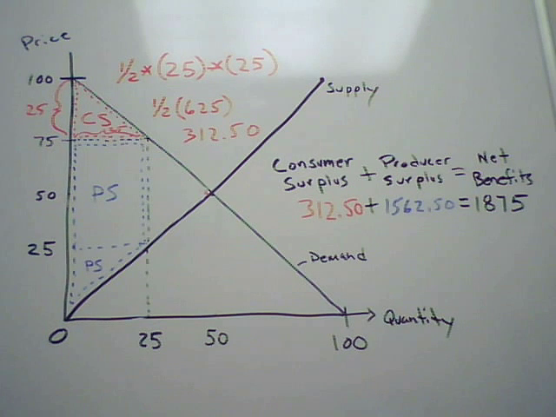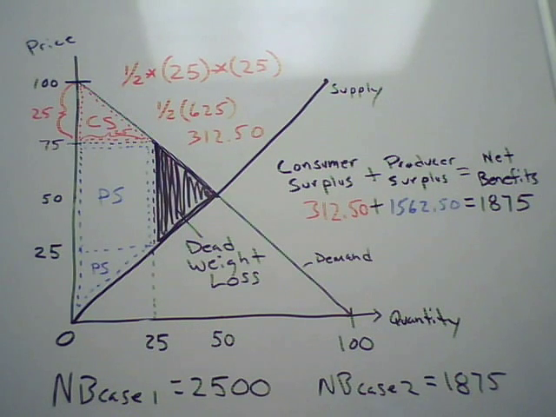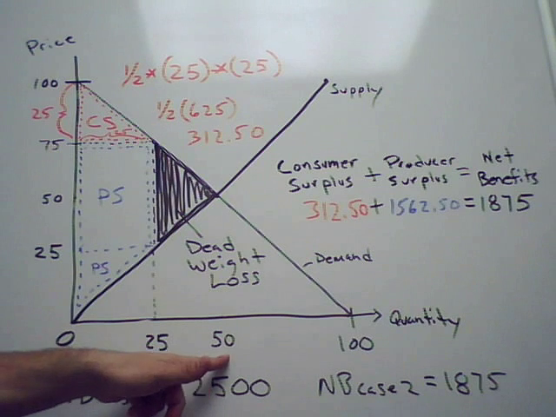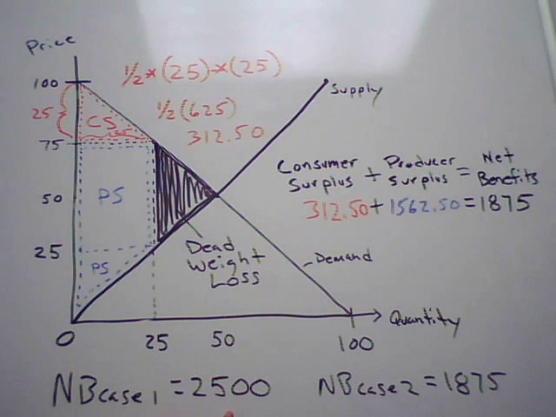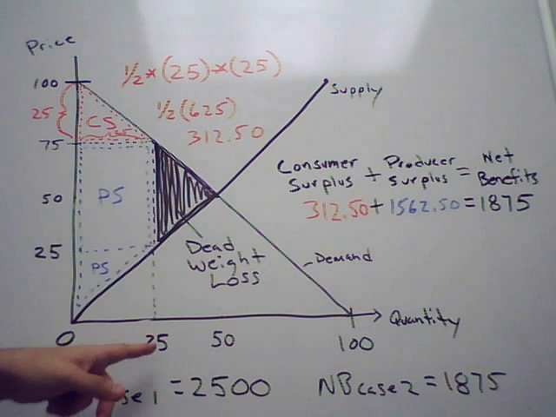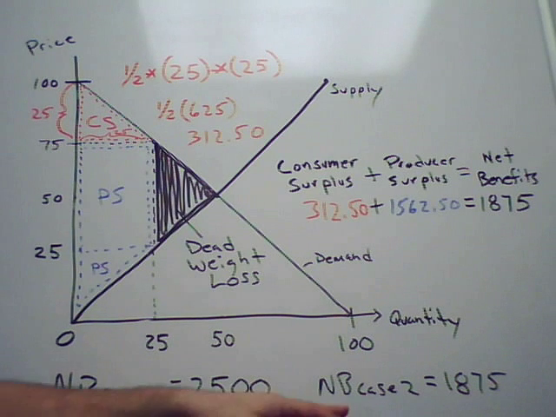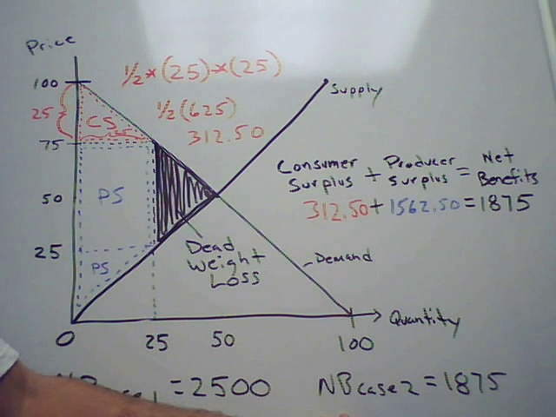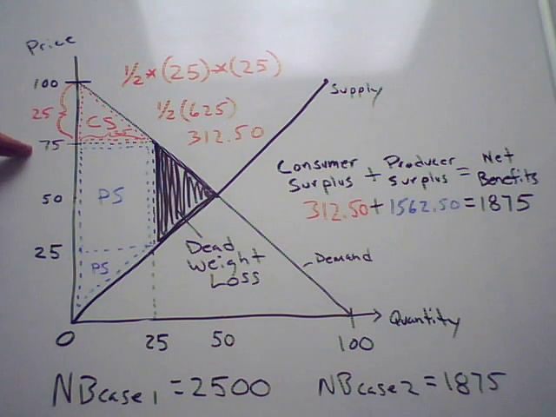Now what I want to do is compare that to the welfare in the previous case. Comparing the net benefits between the two cases, I have the net benefits in case 1, where we evaluated at the equilibrium price of $50 and an equilibrium quantity of 50. We found that the net benefits were equal to $2,500. Then we took a case where the price was $75 and the quantity was 25, and we estimated net benefits and got a total of $1,875. So you can see the net benefits have decreased by fixing the price at 75.